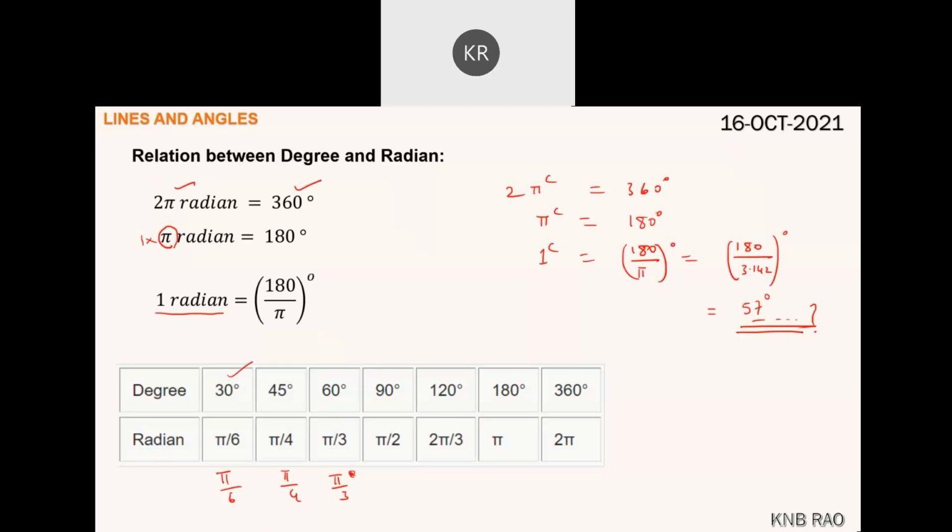What will be 3 pi? 3 pi is 3 into 180 degrees. That is 360 plus 180, so it's 540 degrees.